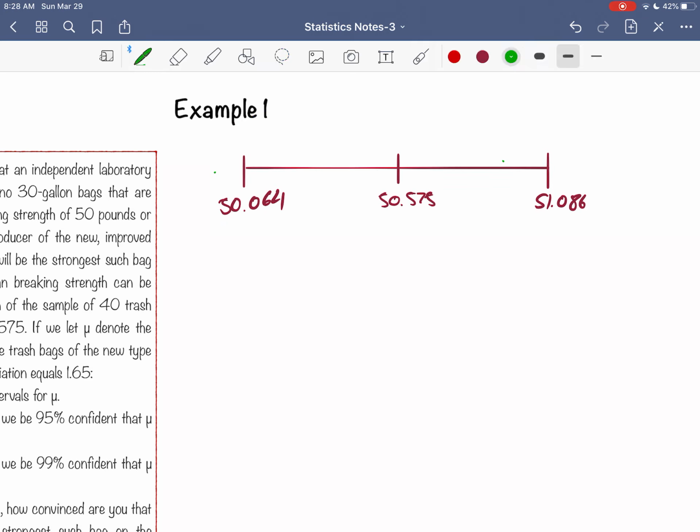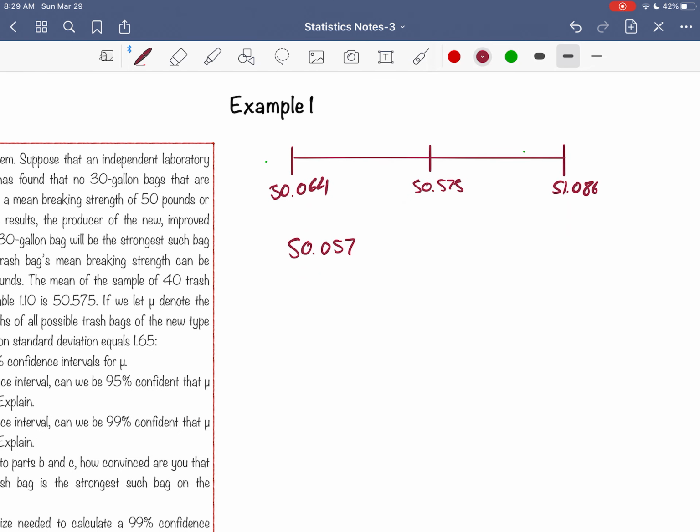And so the second part of that problem says, give me the 99% confidence interval. So what we have is 50.575 plus or minus, I need the Z of alpha divided by 2 standard normal value. In this particular case, I'm looking for 50% minus 1% divided by 2, which gives me 49.5%.